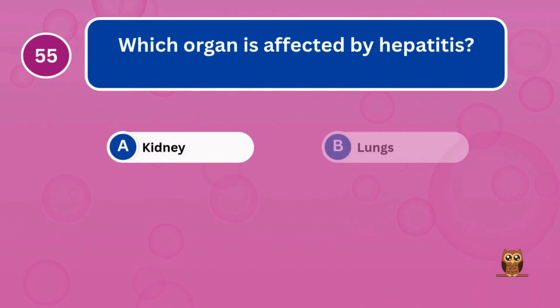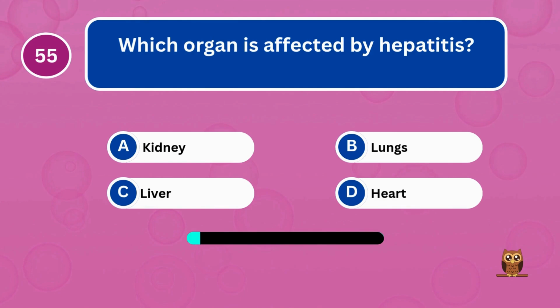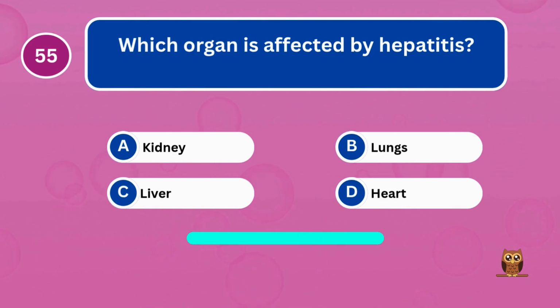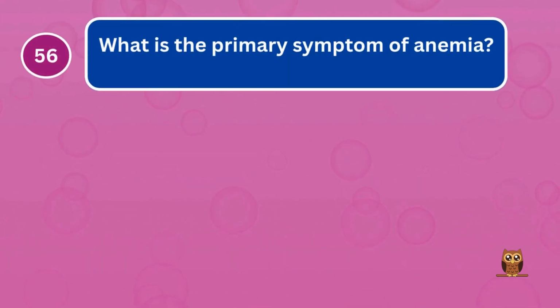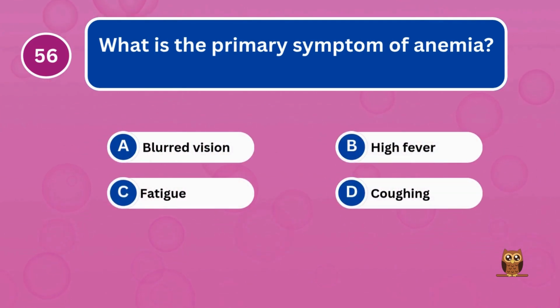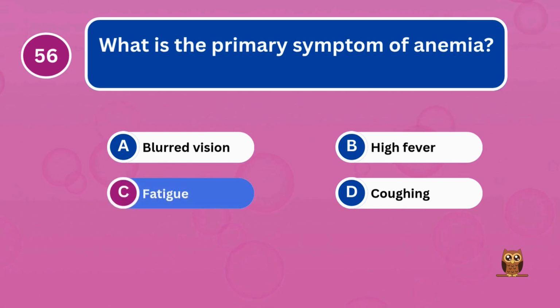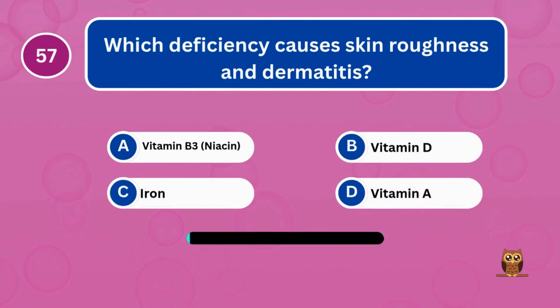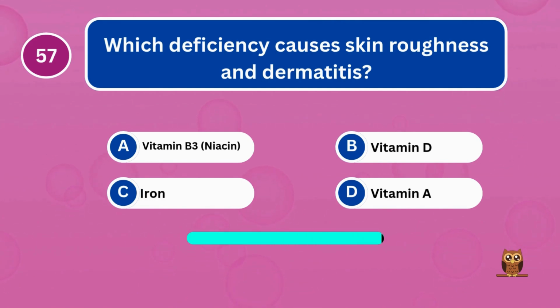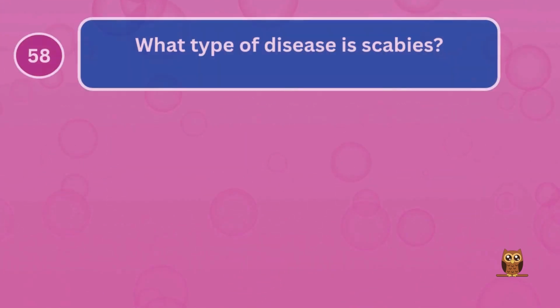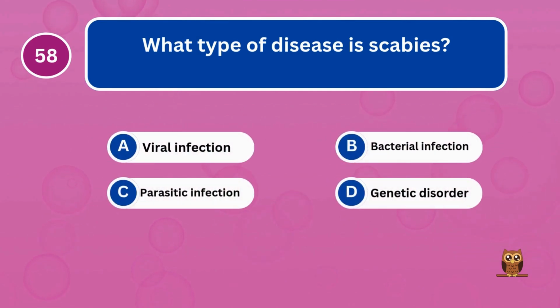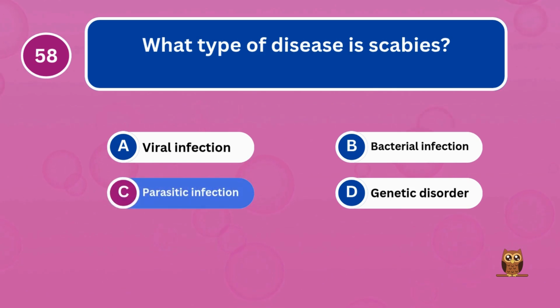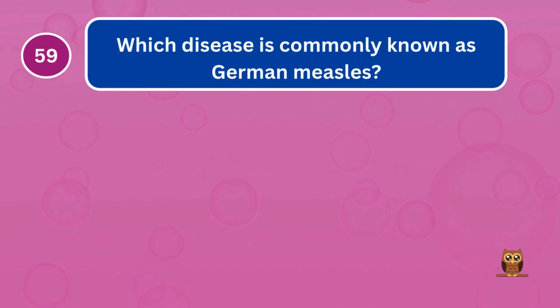Which organ is affected by hepatitis? Liver. What is the primary symptom of anemia? Fatigue. Which deficiency causes skin roughness and dermatitis? Vitamin B3. What type of disease is scabies? Parasitic infection.